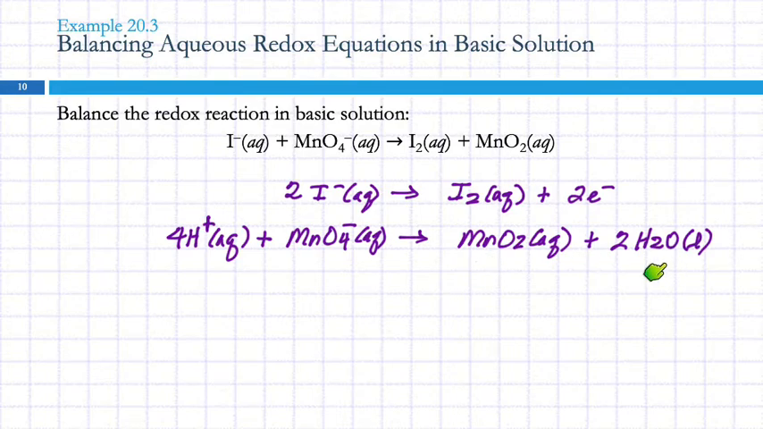Second reaction, this side is all 0, and this side we have +4 and -1. That gives me +3. So to make it be equal to this side, I need 3 electrons.